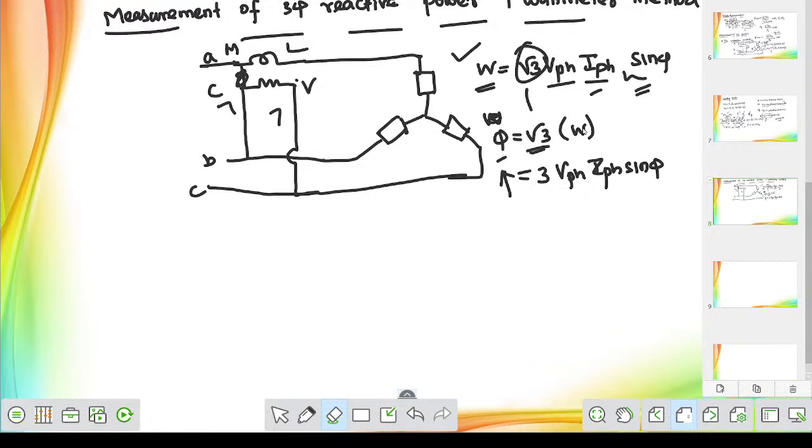While calculating reactive power, don't forget to multiply the factor root 3 with the wattmeter reading because it is a very important formula. Most of you are not paying attention in the measurement of reactive power calculations by using the electrodynamometer wattmeter, single wattmeter method.